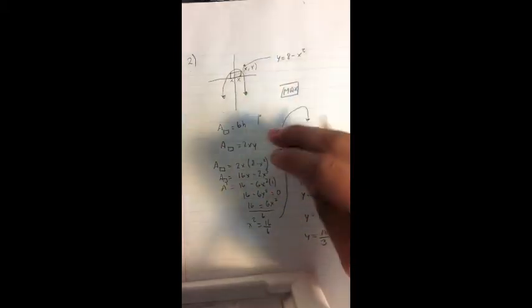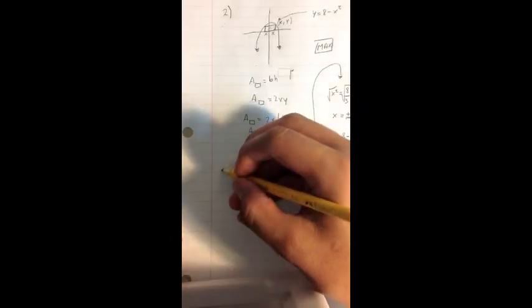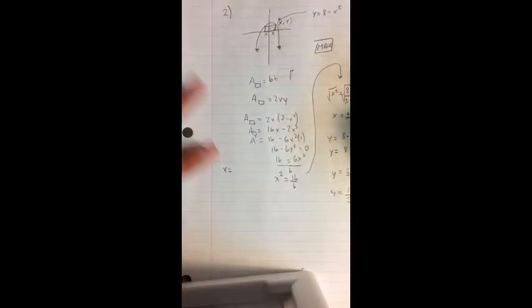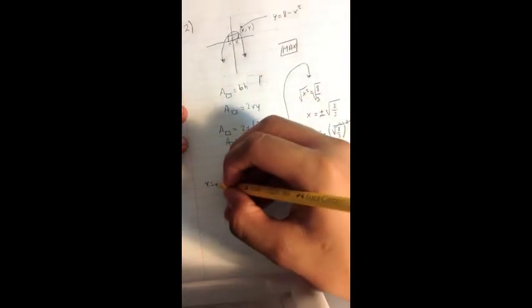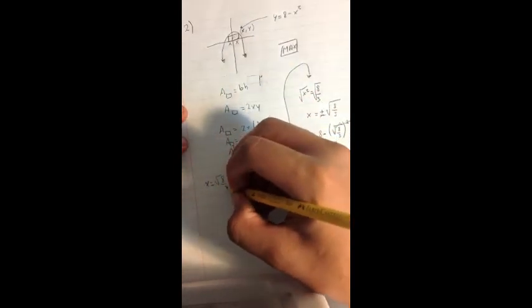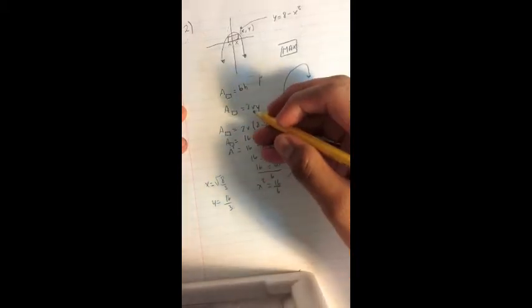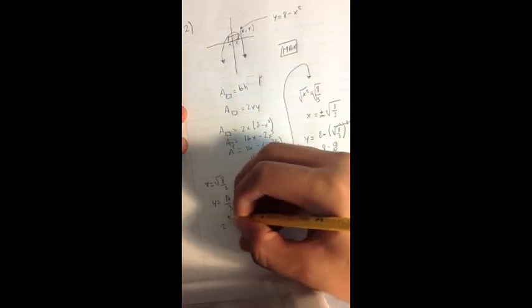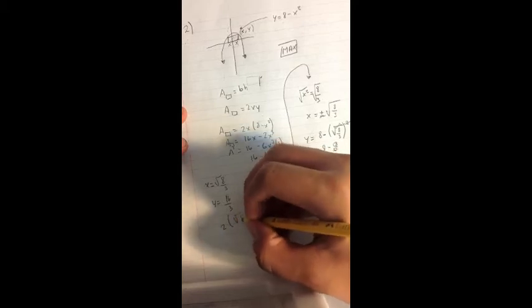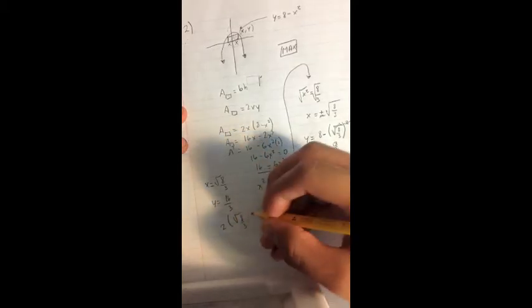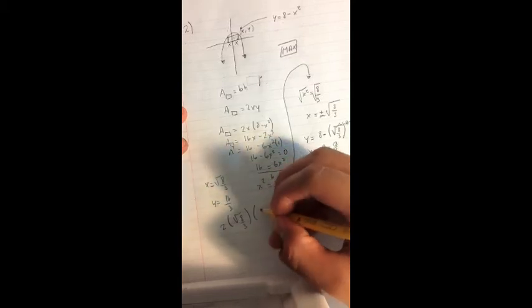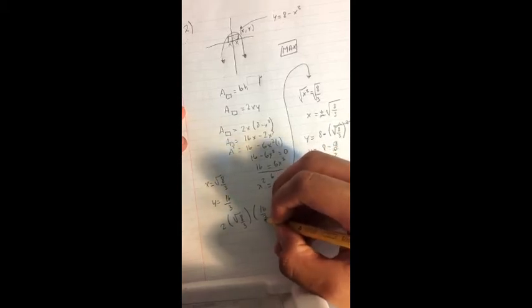So we multiply this by this. Let's go down here, and we know that our x, we got square root of 8 over 3. And for our y, we got 16 over 3. And we just multiply it to get the maximum area. 2 times square root of 8 over 3 times 16 over 3.